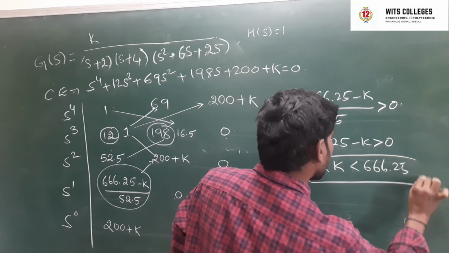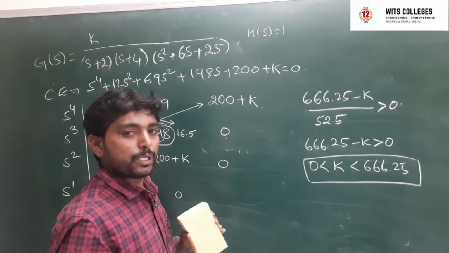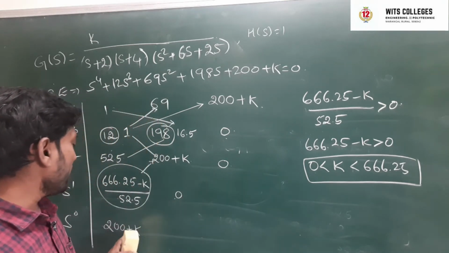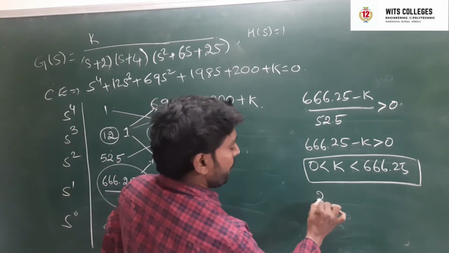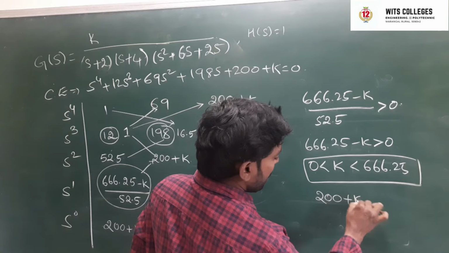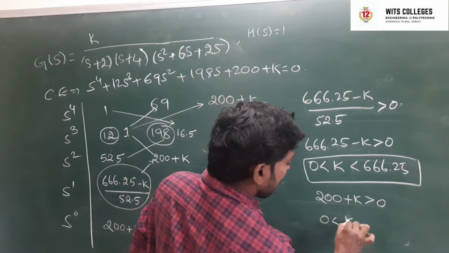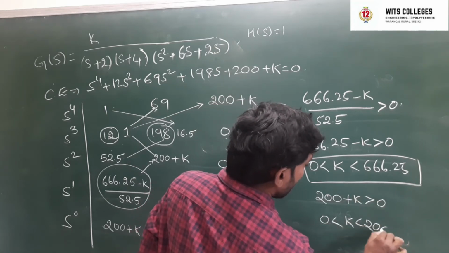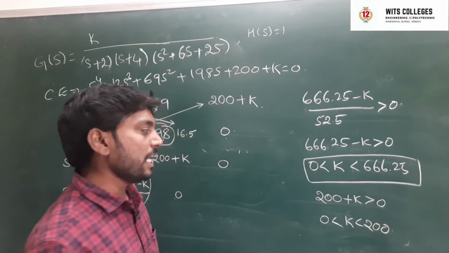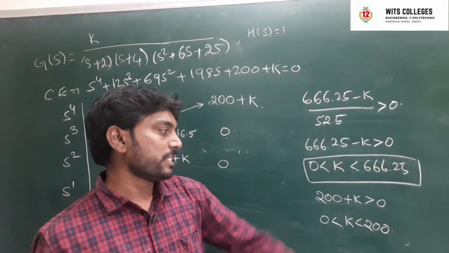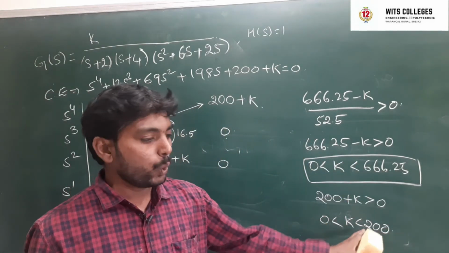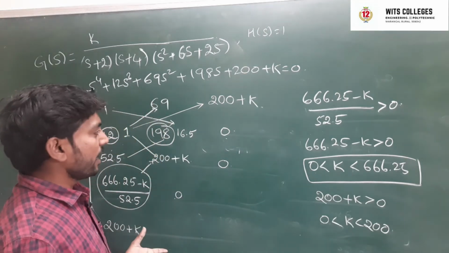The value of k is 0 to 666.25. Another one is 200 plus k greater than or equal to 0. Here the value is 0 less than k less than 200. These are the two values. The range of k is one 0 to 666.25, another 0 to 200. This is the value of k.